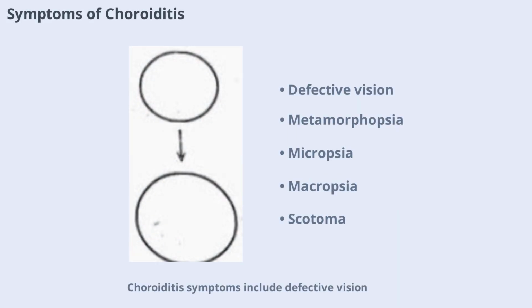Choroiditis symptoms include defective vision from retinal lesions and vitreous haziness, metamorphopsia, wavy lines, micropsia, objects appear smaller, macropsia, objects appear larger, photopsia, flashes of light, and positive scotoma, a black spot in vision. Negative scotoma affects peripheral vision, limiting fine activities. Recognizing these symptoms is key to early diagnosis and intervention.